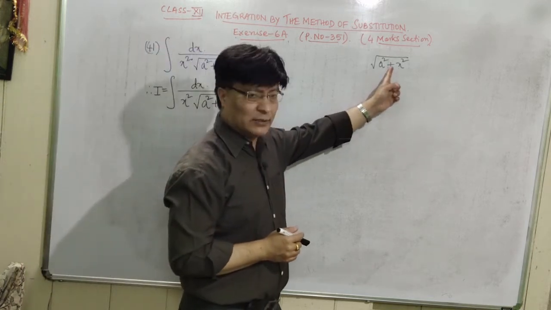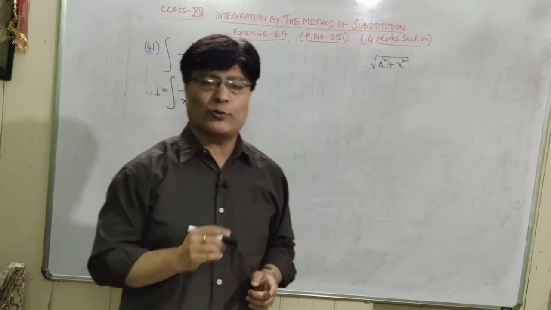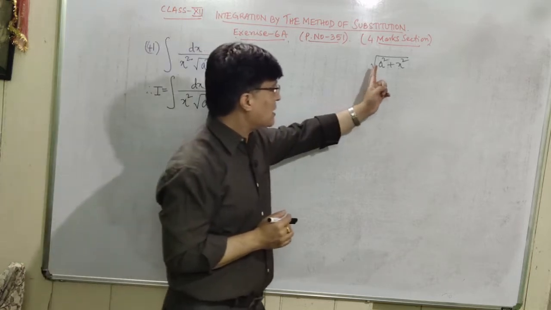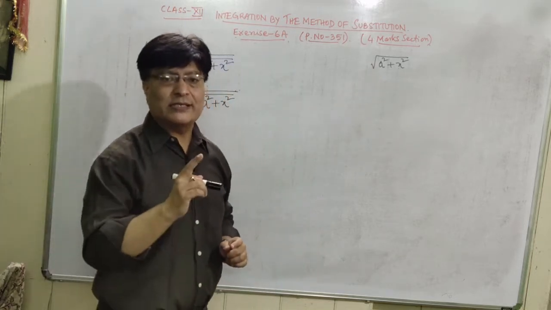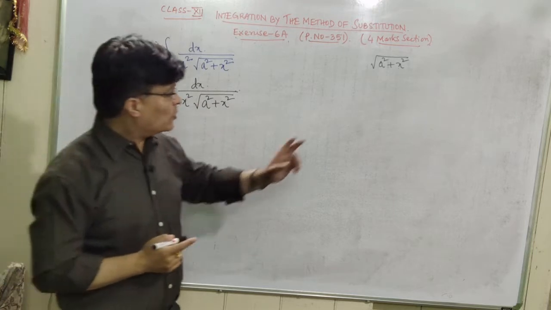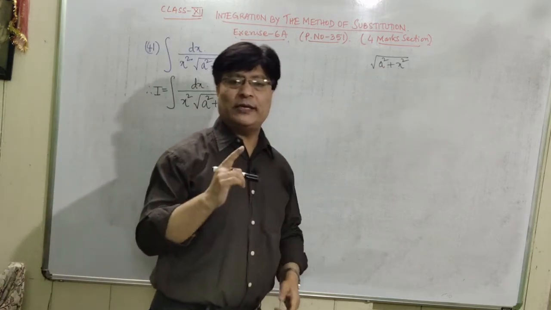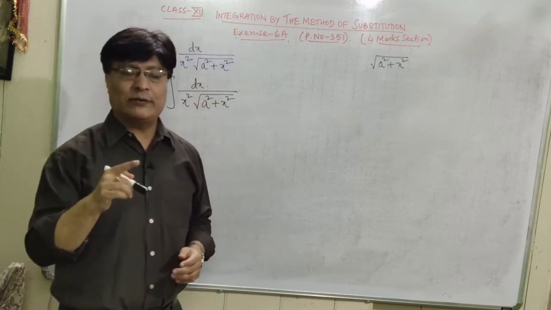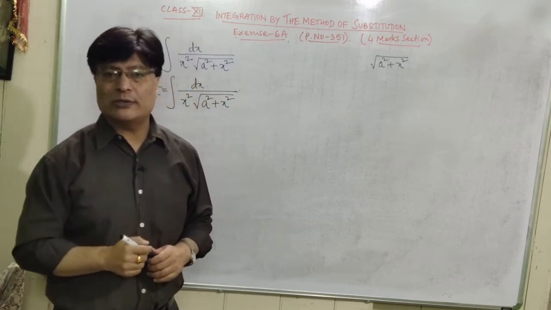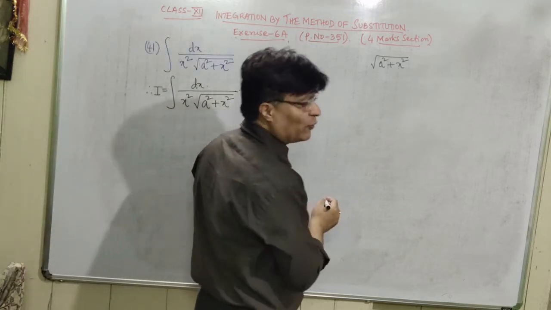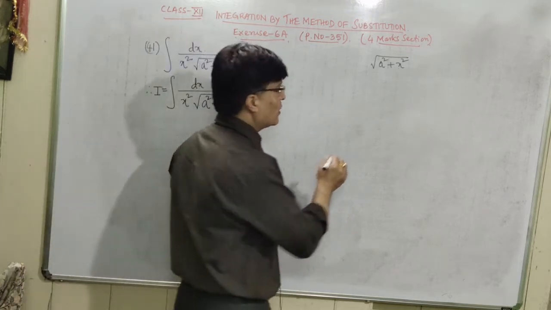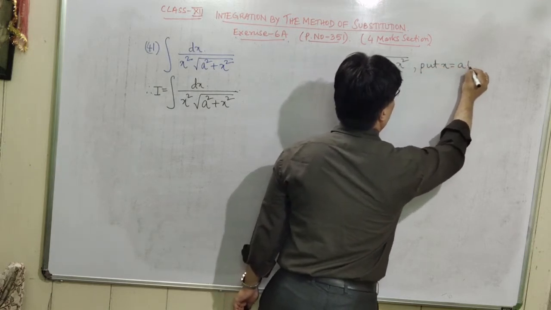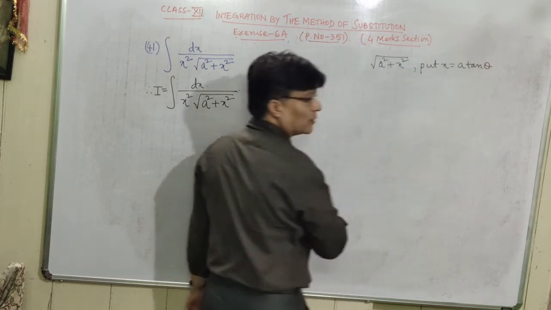Since it is plus here, if it is root under 1 plus x square, I told you to put x is equal to tan theta. But since this is a square, you should put x is equal to a tan theta. If you put x is equal to a tan theta, it will be a square tan square theta, and you can take common a square, and within bracket we have 1 plus tan square theta, which is equal to sec square theta. So if you have root over a square plus x square, you put x is equal to what? A tan theta, right?